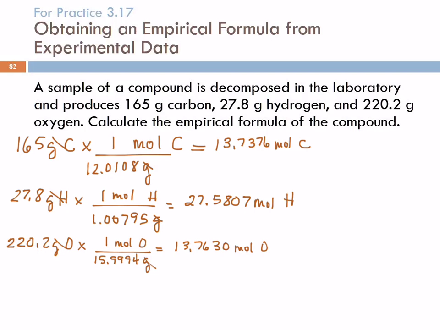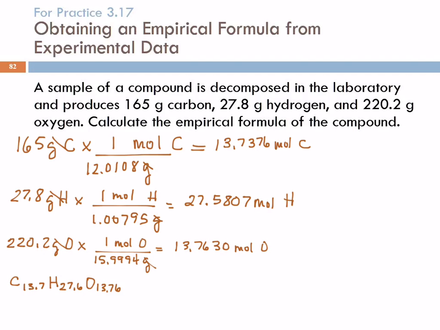So the pseudo formula would be using these numbers. Okay, so what do they mean by the pseudo formula? Carbon would have a subscript of 13.7. Hydrogen would be 27.6, and oxygen would be 13.76. Does that look like a proper chemical formula?